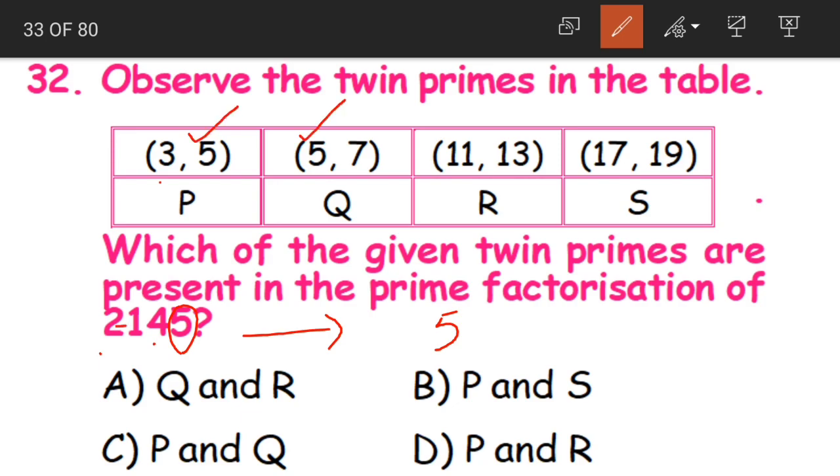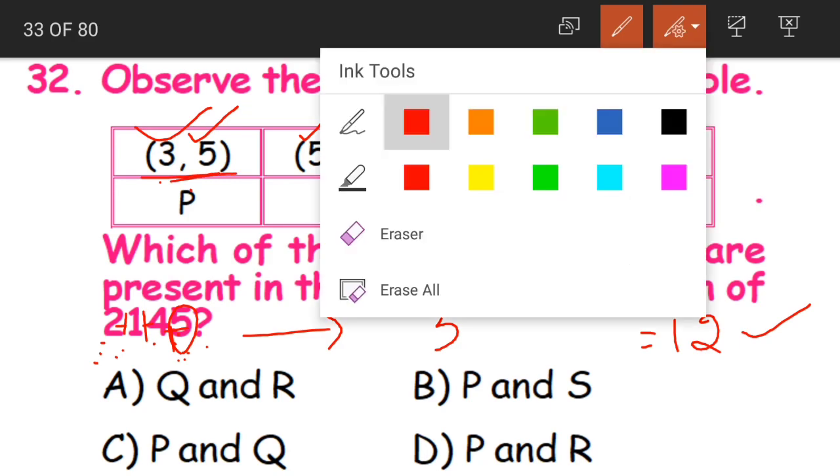Now coming to divisibility by 3. 2 plus 1 becomes 3, 3 plus 4 is 7, 7 plus 5 is equal to 12. 12 is a multiple of 3. So the given number 2145 is also divisible by 3. So P is there for sure. The given number is divisible by both 3 and 5.